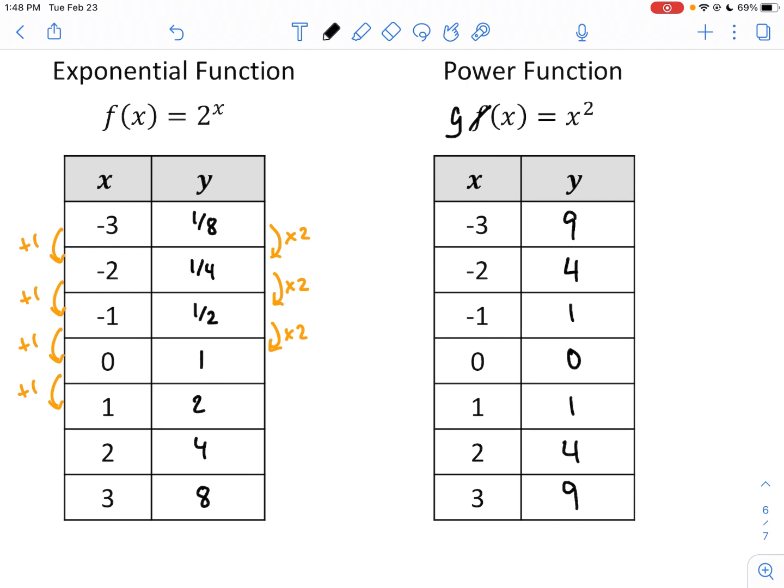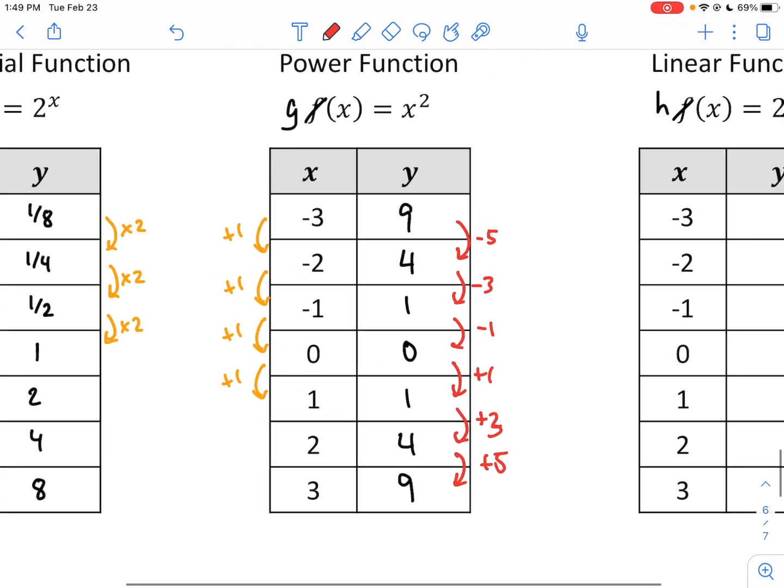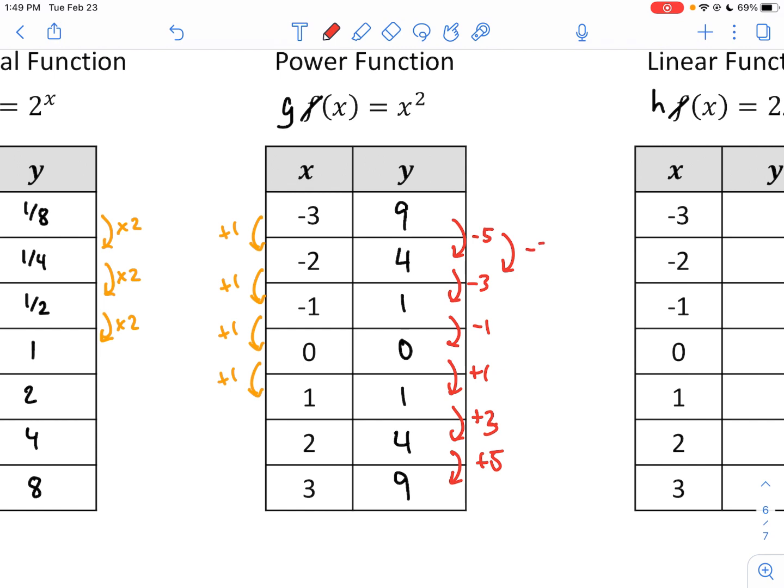And so here the x's are still increasing by 1. I do notice that, look at the differences. So to go from 9 to 4, we subtract 5. Then we subtracted 3. Then we subtracted 1. Then we added 1, and then we added 3, and then added 5. So there may be something here we could do. How do you go from negative 5 to negative 3? We add 2. To go from negative 3 to negative 1, we add 2.